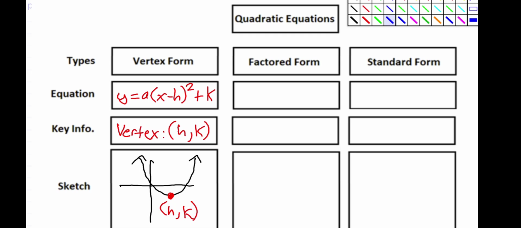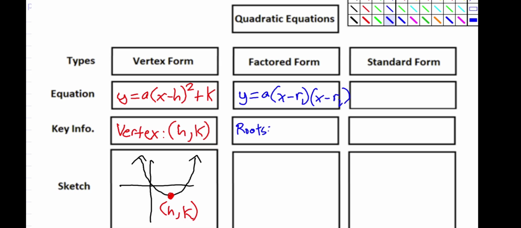So factored form. What does factored form tell us? Well, first of all, the equation looks like y equals a times (x minus r sub 1) times (x minus r sub 2). Alright, and what does this tell us? The key information from factored form is that we should know the roots.